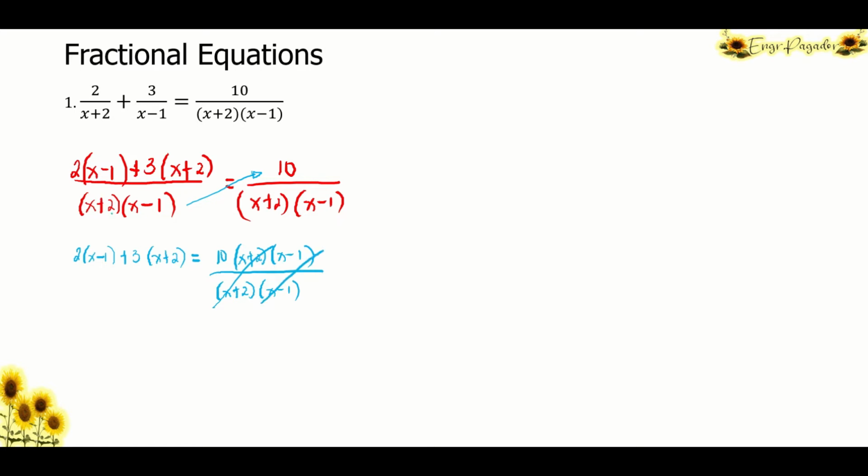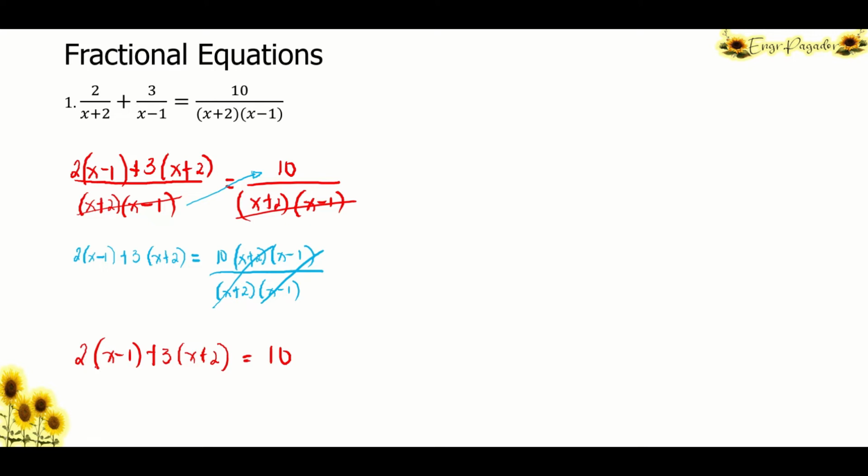So if our equation looks like this, we can just cancel the two denominators right away since they are equal and they are both multiplied with each other. Okay? So if we cancel this out, the new working equation will now be 2 times x minus 1 plus 3 times x plus 2 equal to 10. So we canceled it.